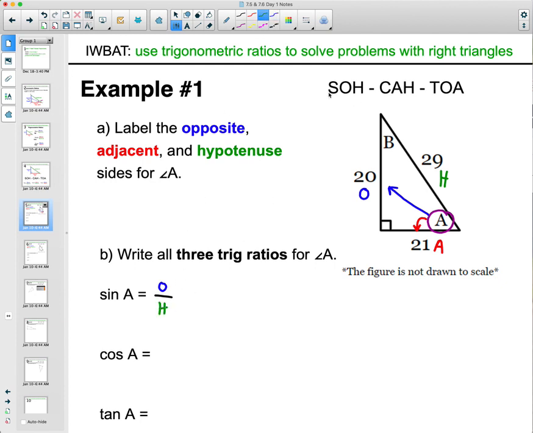Okay, and remember we can get that from SOH CAH TOA. So I'm looking at sine, opposite over hypotenuse. So the sine of A is equal to 20 over 29.